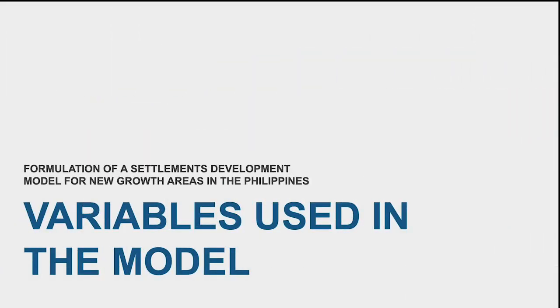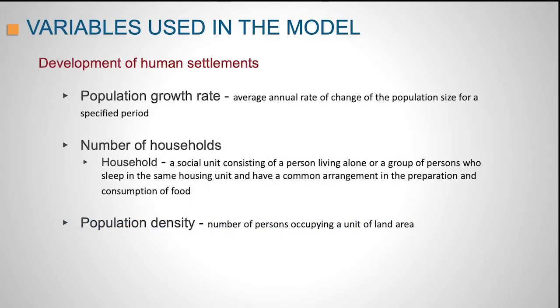The development of human settlements was measured in terms of the following variables: population growth rate, number of households, and population density. Population growth rate is defined as the average annual rate of change of population size during a specified period. Usually, the population enumerated at 2 consecutive censuses. The population growth rate measures how fast the size of the population is changing. It is usually expressed as a percentage.